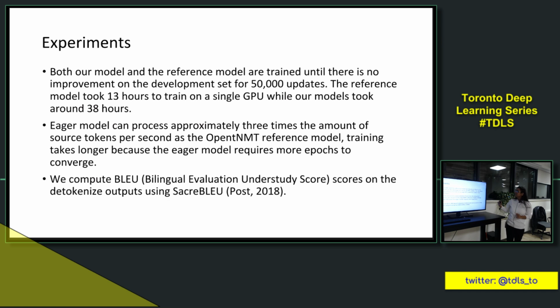So for the experiments, we could understand that they are evaluating based on the BLEU score, the bilingual evaluation score, to assess the language models. Also, we could understand that the eager model takes longer to run. It took about 38 hours, whereas the attention-based model took only 13 hours.